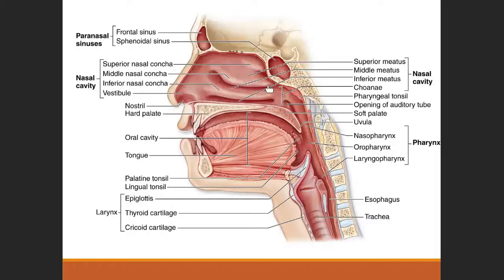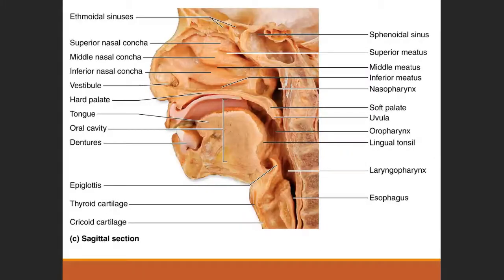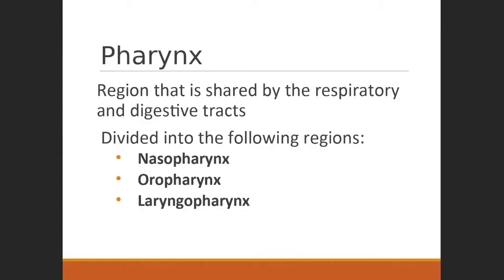Once you pass through the conae, you are moving from the nasal cavity and into the most superior portion of the pharynx. The most superior portion is the nasopharynx. We move inferior into the oropharynx, shared anatomy with digestion. And then finally down into the laryngopharynx, also shared anatomy for digestion.